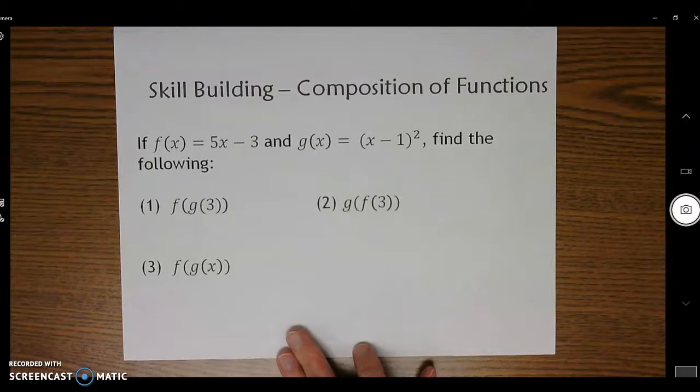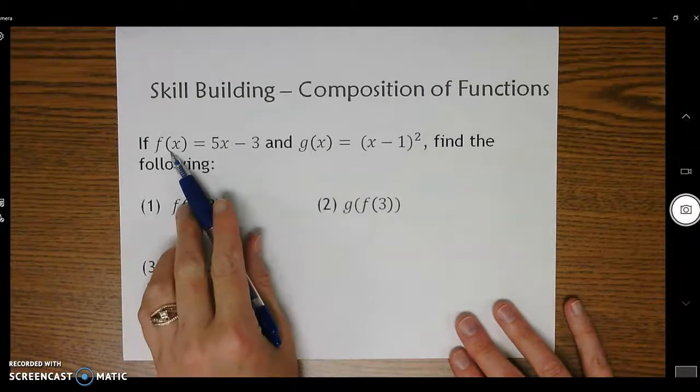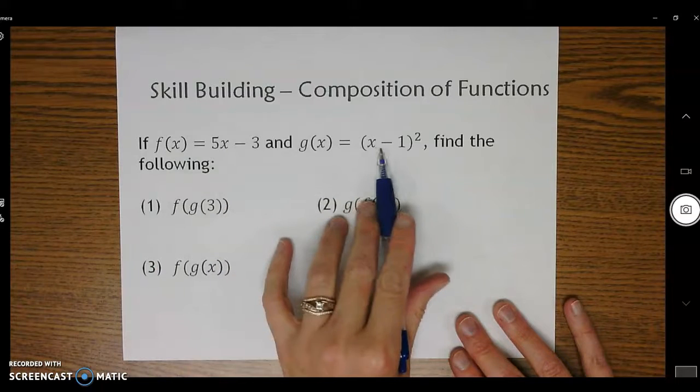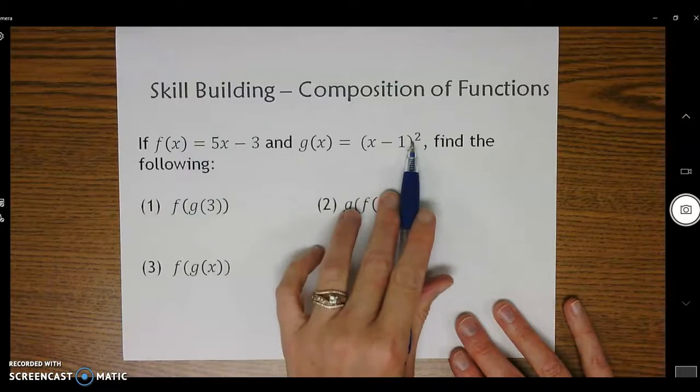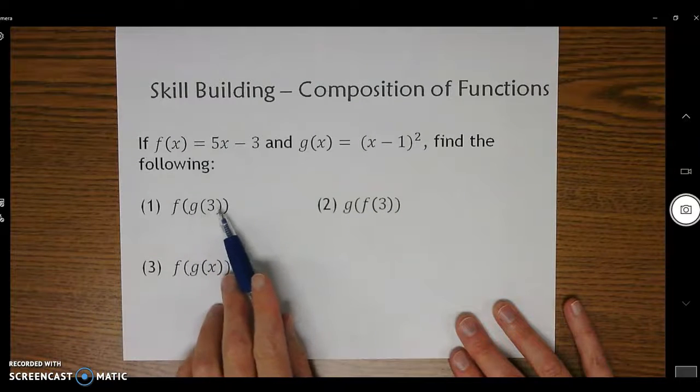Today we focus on something called composition of functions. So I have two functions, f of x, which equals 5x minus 3, and g of x, which equals x minus 1, the whole thing squared. I'm supposed to find the following, f of g of 3.